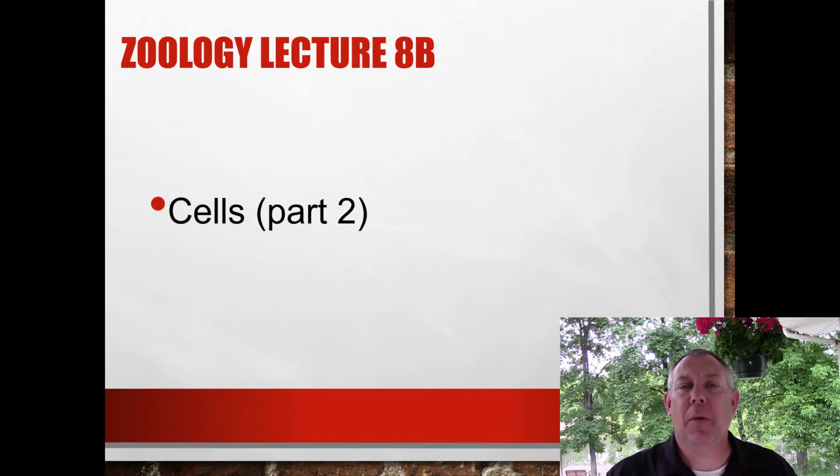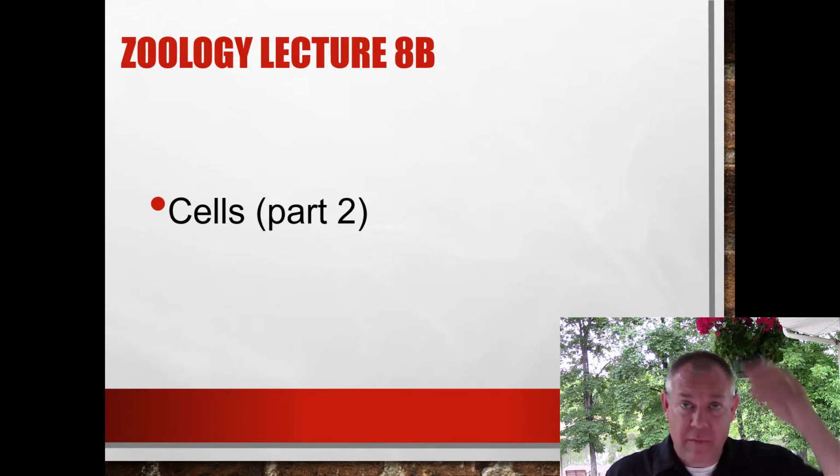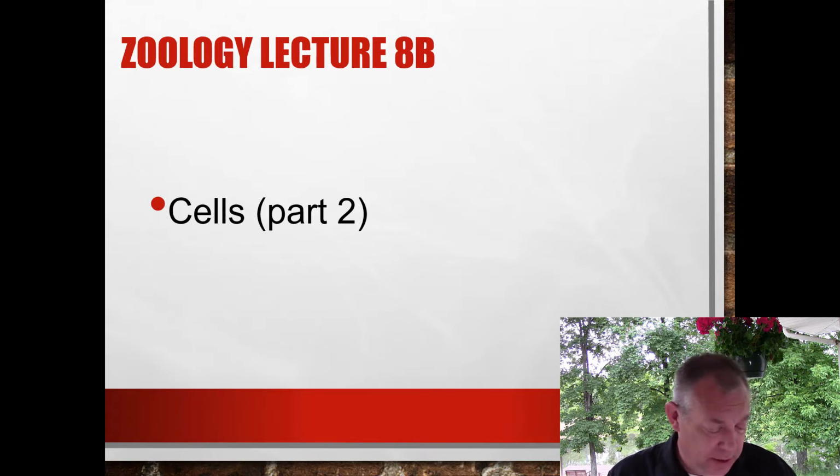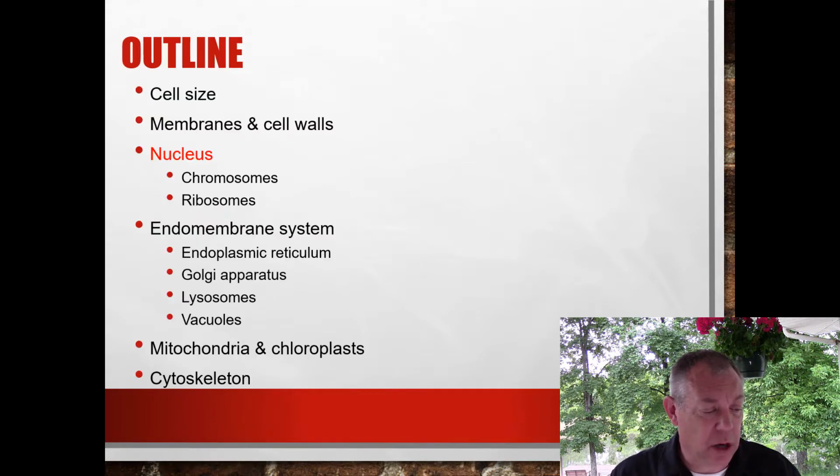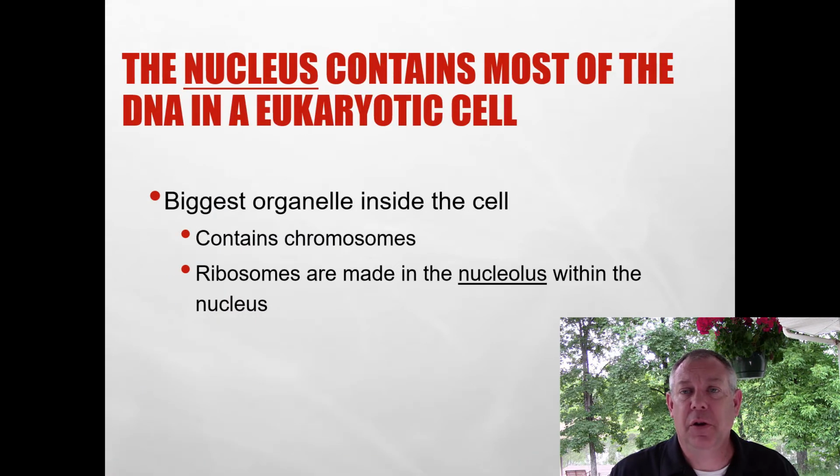All right, so now we're back with part 2 of our brief review over cells. And so we're going to talk in a little bit more detail about some of these organelles. And we're going to start with the nucleus. And so the nucleus is, of course, the biggest organelle in the cell. It's easiest to see a lot of times. And of course, it contains the chromosomes.